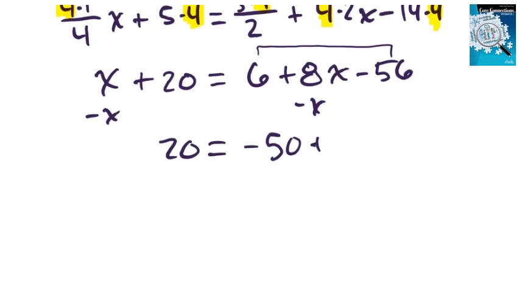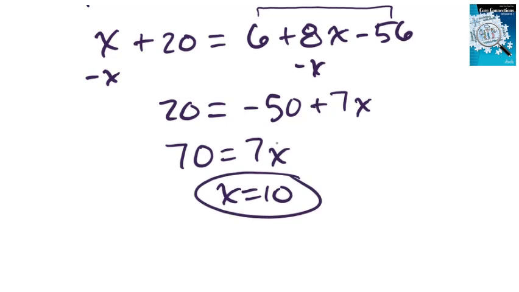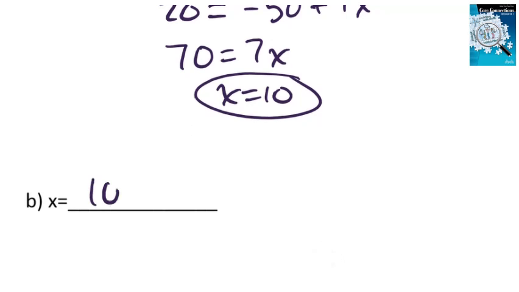And then don't forget I've got plus 7x. Now I'm going to add 50 to both sides. So that'll give me 70 over here equals 7 times x. And then finally, I'm going to divide both sides by 7. So I can see without a lot of fuss that x has to be 10. And I'll just write that here.